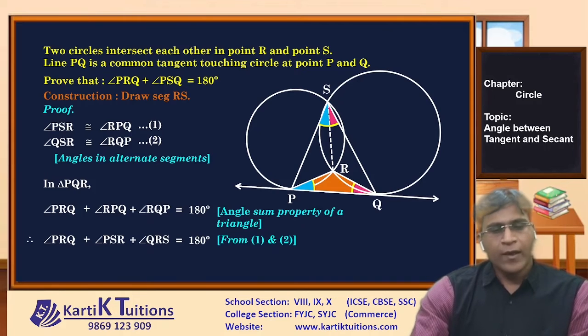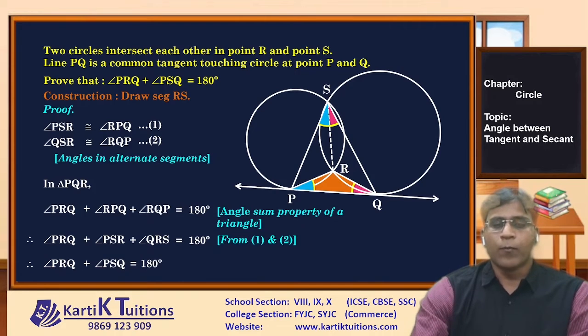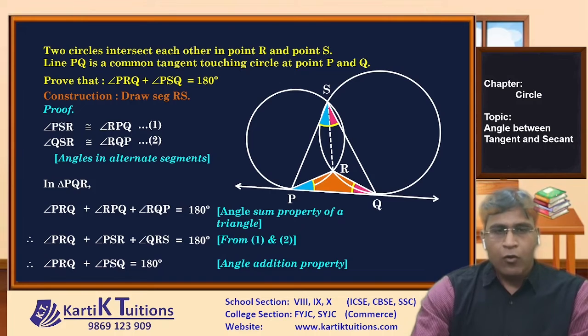Now, angle PRQ will remain as it is. But if you observe the figure, angle PSR plus angle QSR becomes angle PSQ. And the reason is angle addition property. If you observe, we have got what we are supposed to prove. That is angle PRQ plus angle PSQ equals 180 degrees. I hope you understood this sum. Let's move to one more such sum.